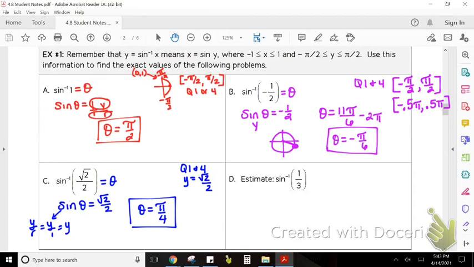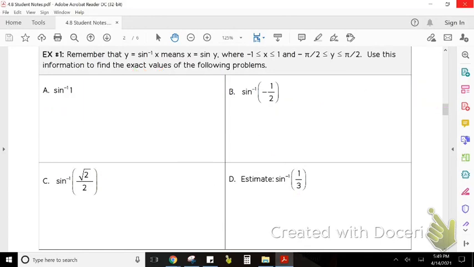So we're going to put this in our calculator. Make sure you're in the correct mode. Unless they're word problems, we're going to give our answers in radian mode, so make sure your calculator's in radians. Then type in the inverse sine, which is your second sine, and 1/3, and hit enter. It should tell you approximately 0.34. All right, so that's inverse sine.